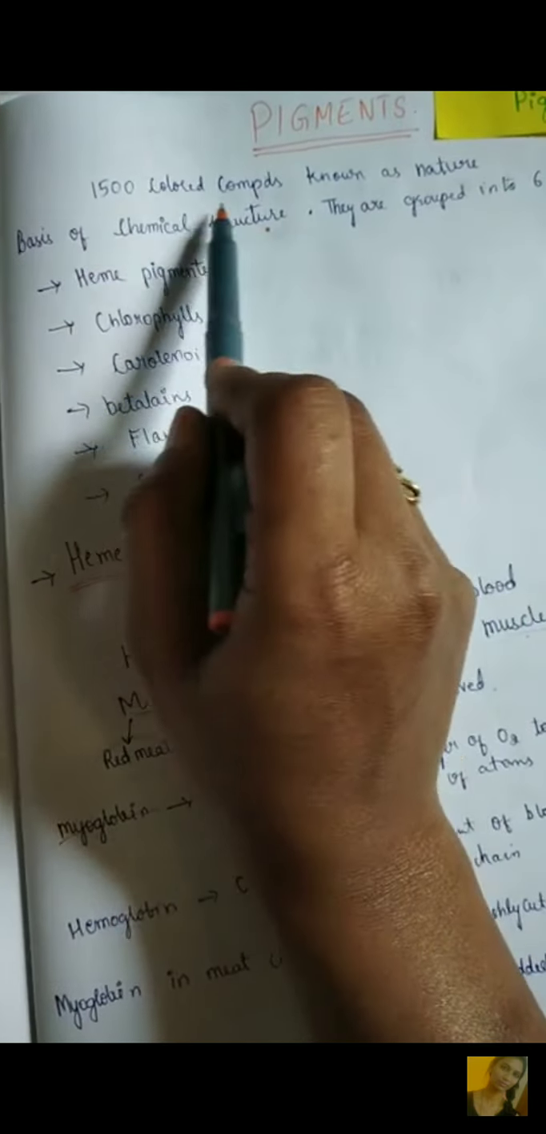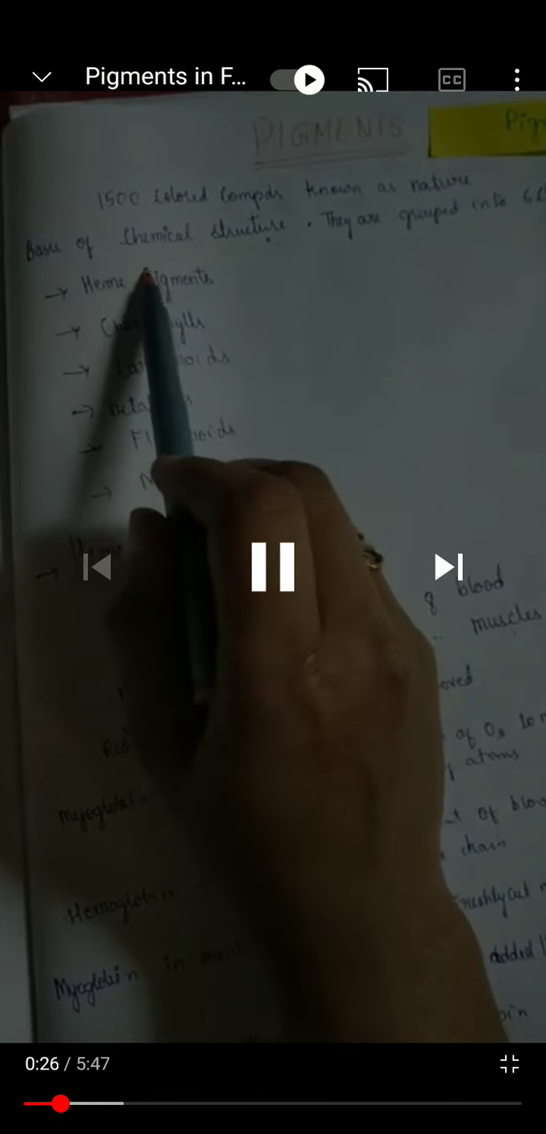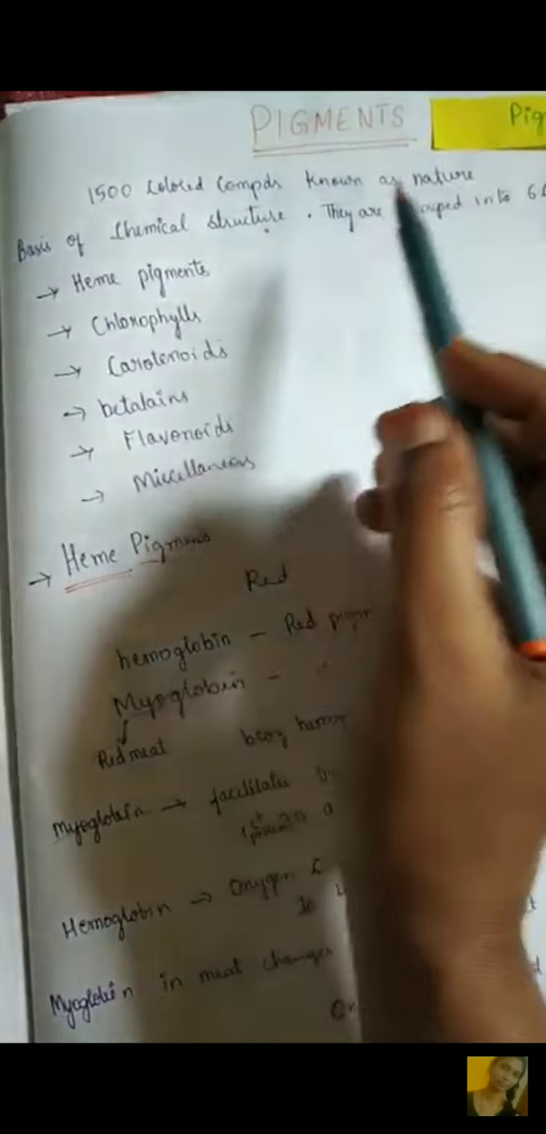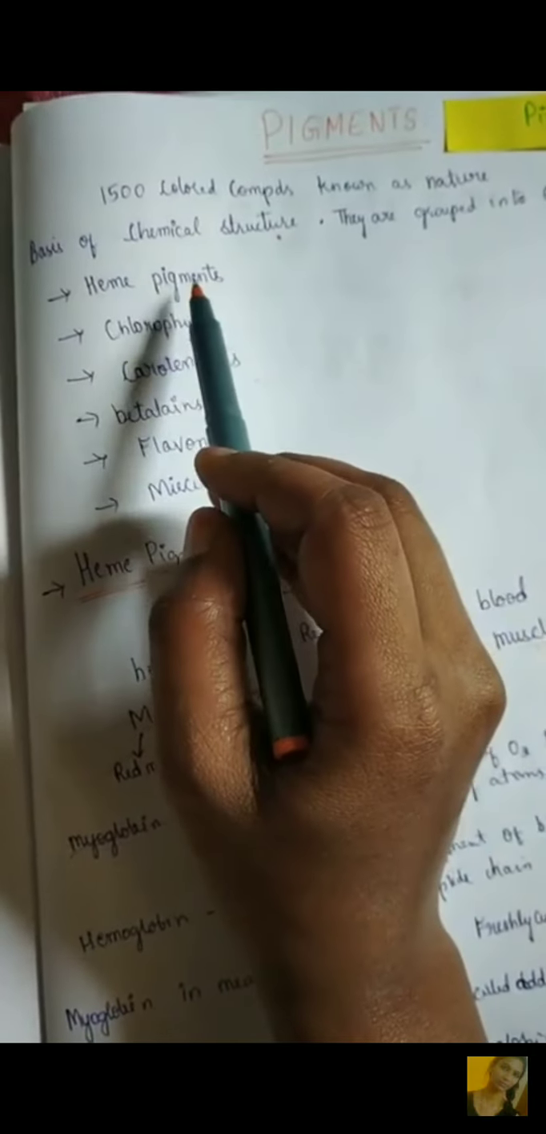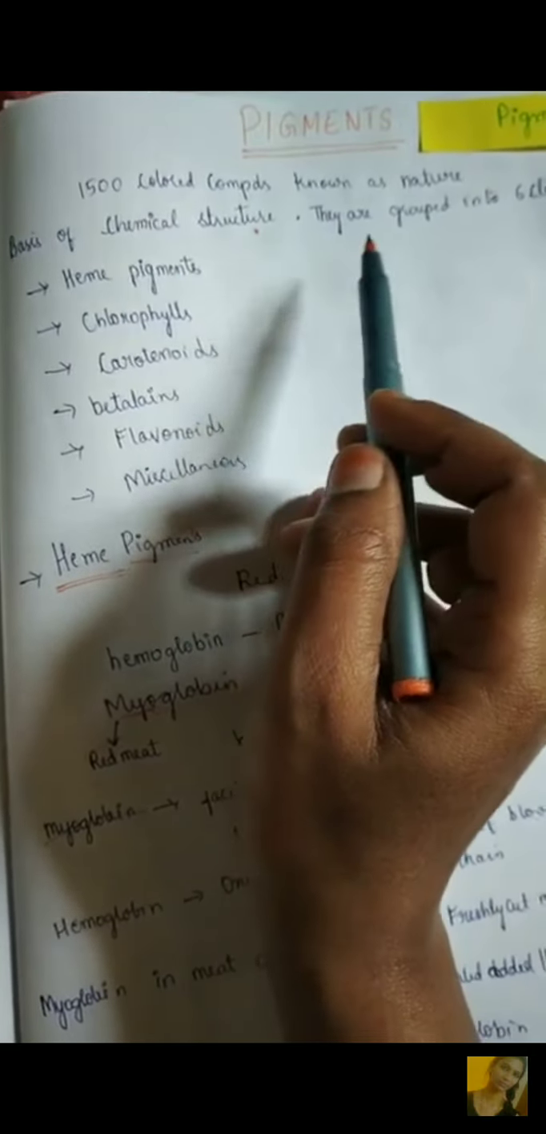Now we have a topic called pigments. So the basic pigments are the colored compounds. There are 1,500 colored compounds known in nature based on the chemical structure. Whatever the syllabus that is given in the FSSAI syllabus, the pigments which are given are according to the chemical structure. So according to chemical structure, they are grouped into several types.